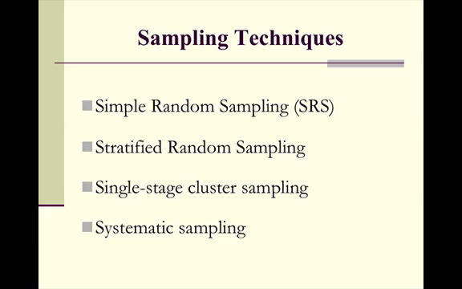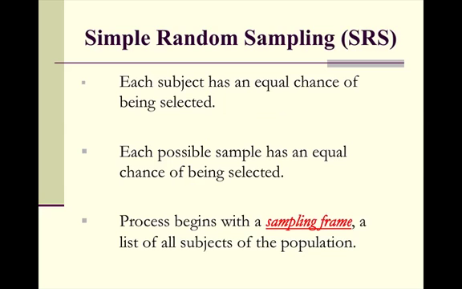Let's take a few minutes today and talk about the selection of your research sample. You've got four major ways to sample or to pick your sample. You have simple random sampling, which is also called SRS, stratified random sampling, single stage cluster sampling, and systematic sampling.